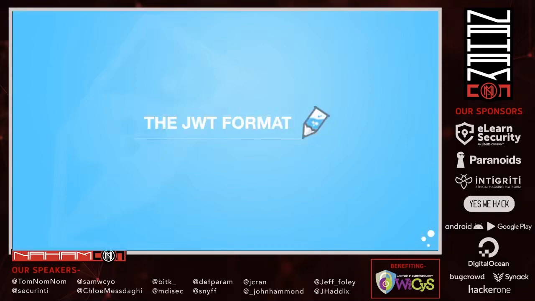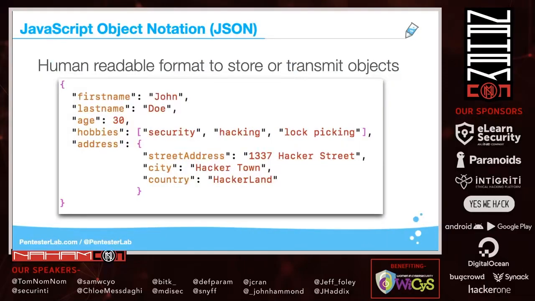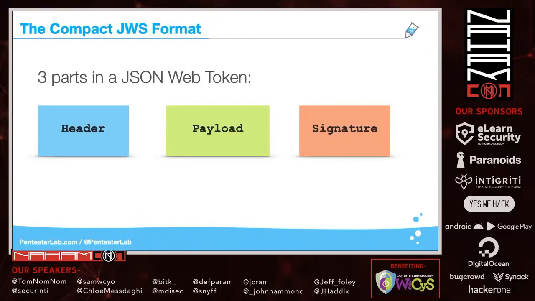So the JWT format, so it's JSON Web Token. So first, in JSON Web Token, obviously you have JSON, so the JavaScript Object Notation, and it's just a human readable format to store and transmit objects. So here we can see that we have a person, we have first name, last name, age, hobbies, address. This is just structured using JSON. If now we look at JSON Web Token, so we have three parts: the header, the payload, and the signature. They are separated with a dot.